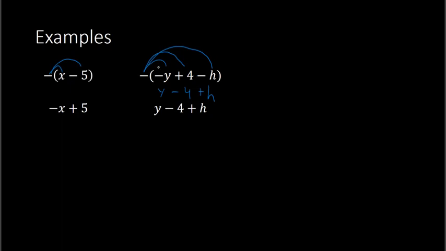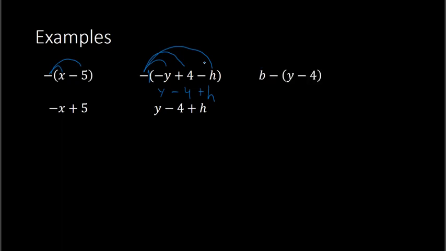And a way we can think of this as well, if we wanted to, is we can think of this as there being a 1 in the front. If there's nothing written, it's an assumed 1, because 1 times anything doesn't change the value. So we can think of this as distributing a negative 1. So negative 1 times negative y, negative 1 times 4, and negative 1 times negative h.